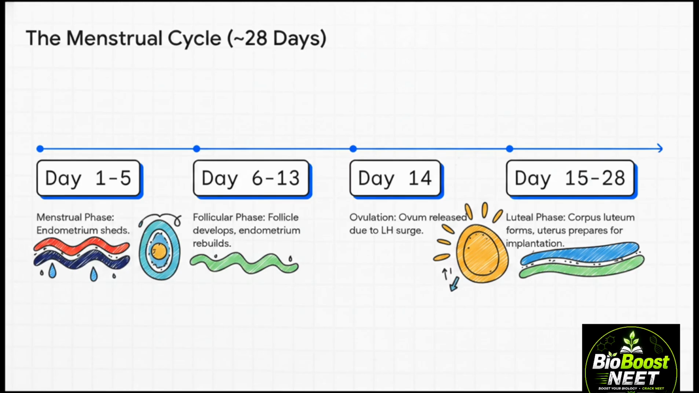Let's break it down. It starts with the menstrual phase, where the uterine lining is shed. Then comes the follicular phase, where a new egg follicle develops and the uterine lining starts to rebuild. The big moment is ovulation, right around day 14, when the egg is released thanks to a massive spike in a hormone called LH, the LH surge. Finally, the luteal phase is all about getting the uterus ready just in case of a pregnancy.